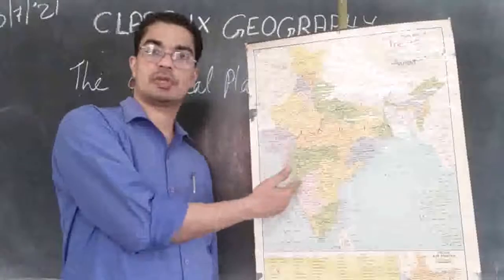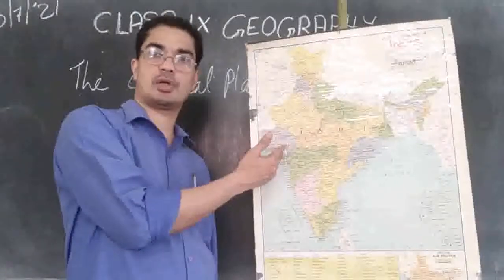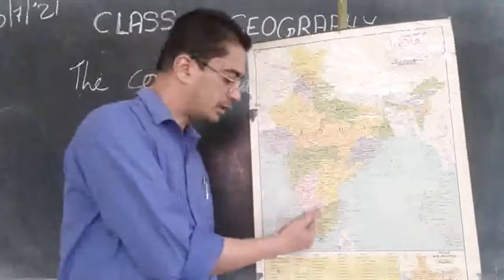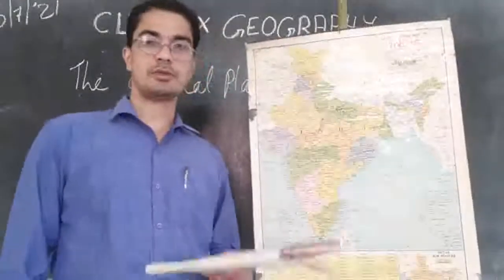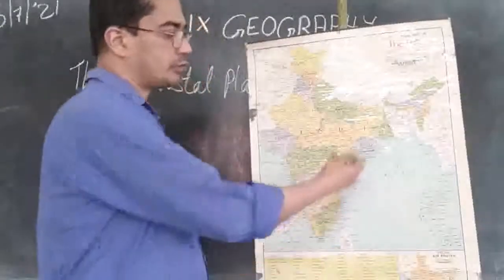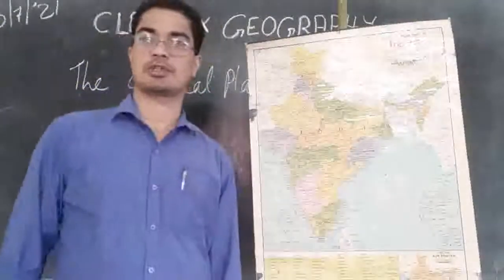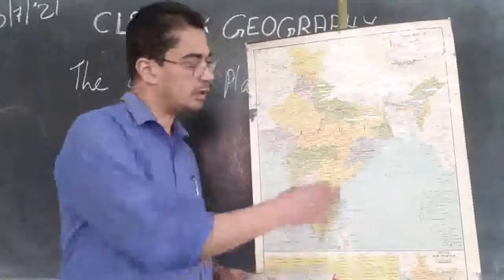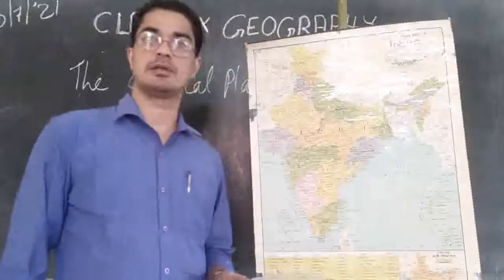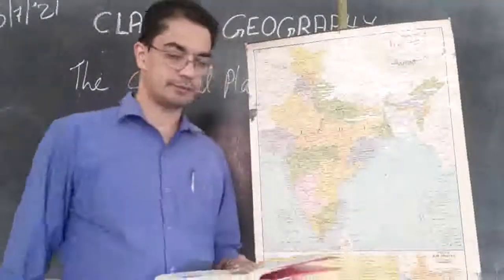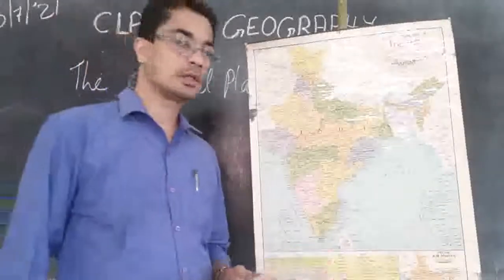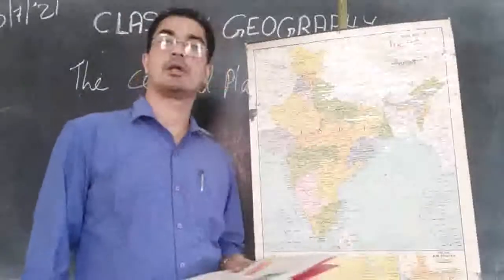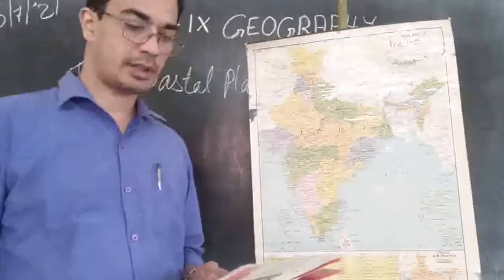In the west, we can divide them into three areas. The northern part is known as Konkan. Then the central part is known as Central Plain, and the southern part is known as Malabar Coast. When we come to the eastern coastal plain, we can divide it into two. The northern part is known as Northern Circuit. Then below it, the southernmost part of the eastern coastal land, is known as Coromandel Coast.